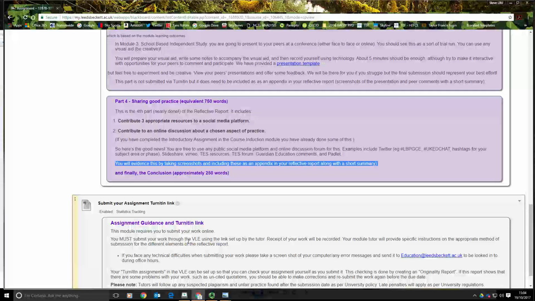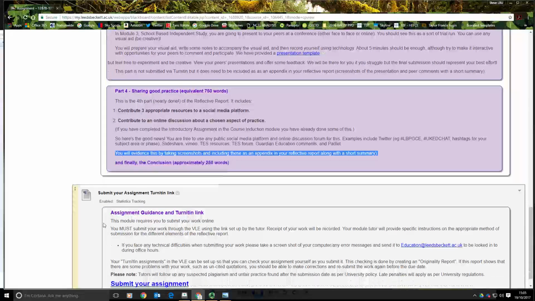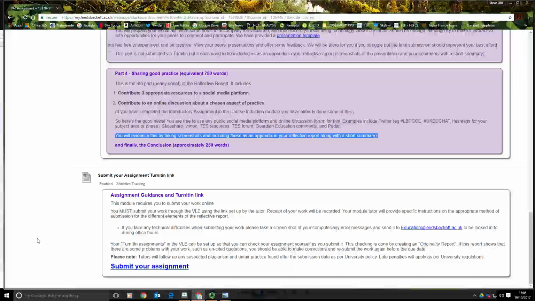Then you need a conclusion. I'm getting myself confused here. So the whole thing is 750 words equivalent, and then just wrapping it up in terms of a conclusion. So I think that's about it. Submitted via Turnitin, which most of you have had a go at submitting an assignment through, just in the introductory assignment, but we've got the link down there for you to do that.